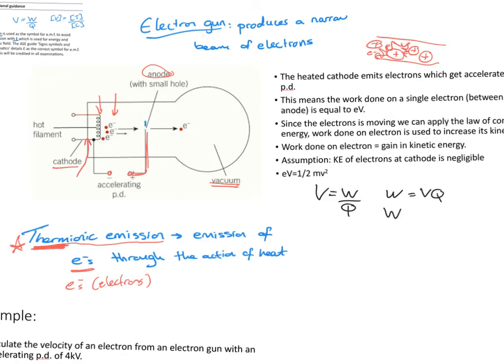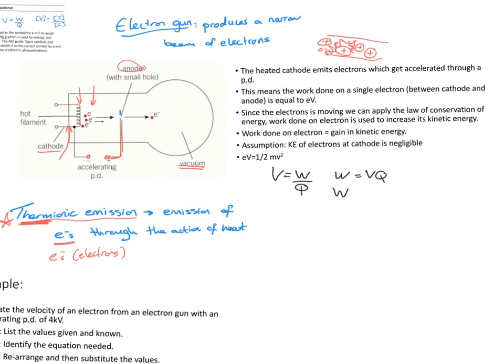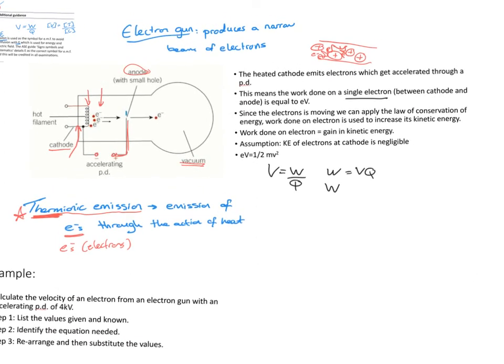And we know that if we are looking at the work done on a single electron between the cathode and anode, then the charge of a single electron is E, the elementary charge, times the potential difference between the anode and the cathode. Since the electrons are now moving, going from not moving to moving, energy is transferred in order to increase its kinetic energy.